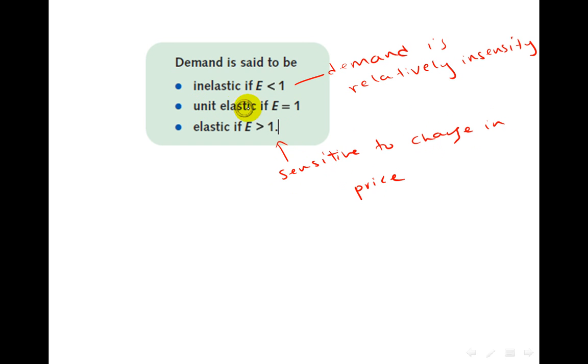When we are talking about unit elastic, we mean that the percentage change in price and quantity are equal. That means there will be no change in revenue. Things are going to stay stable and revenue is not going to change.